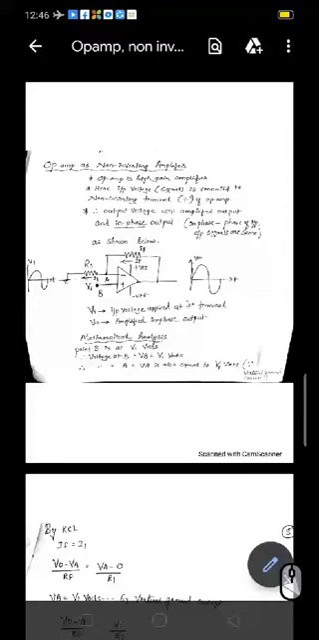Students, in this video we will be learning about op-amp as inverting amplifier, op-amp as non-inverting amplifier. In the previous class we did op-amp as inverting amplifier. What is the difference between the previous one, inverting amplifier, and this non-inverting amplifier is, here in this non-inverting amplifier we will be applying the input voltage to the non-inverting terminal of the op-amp.